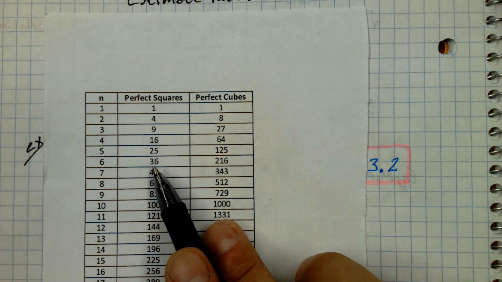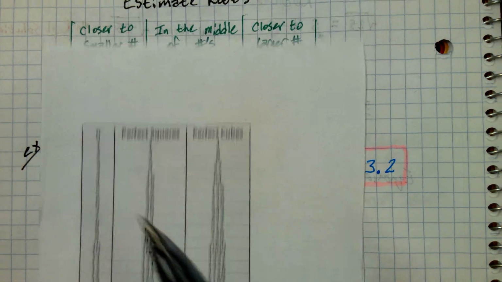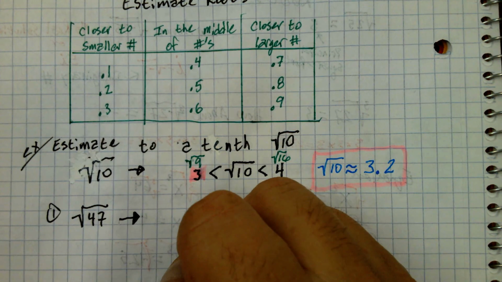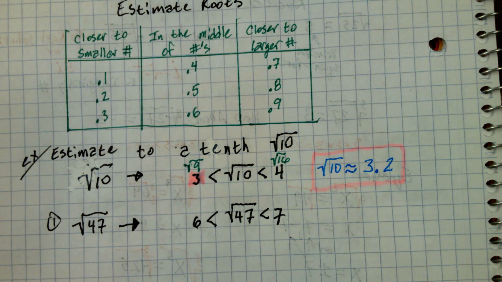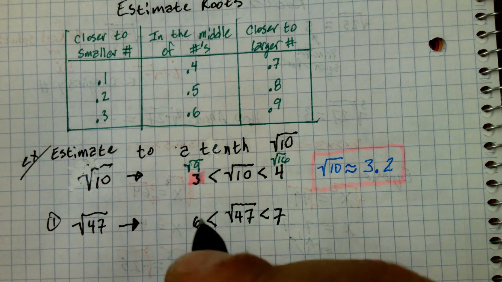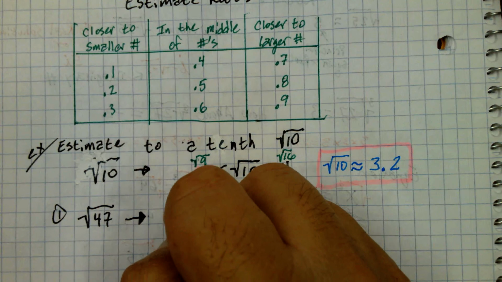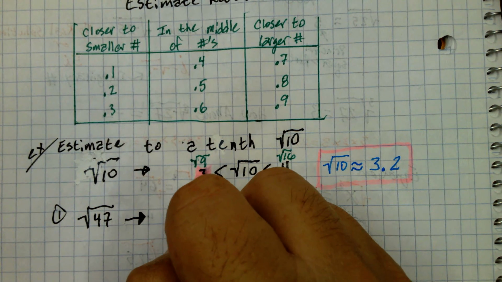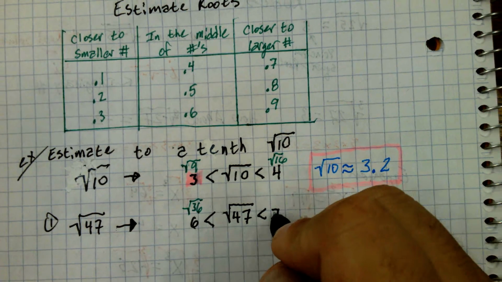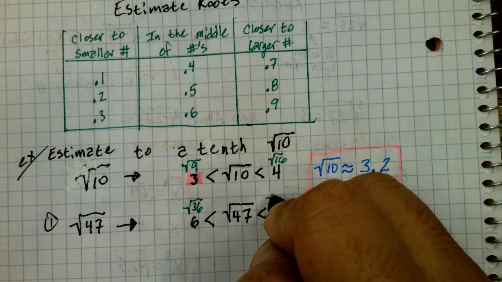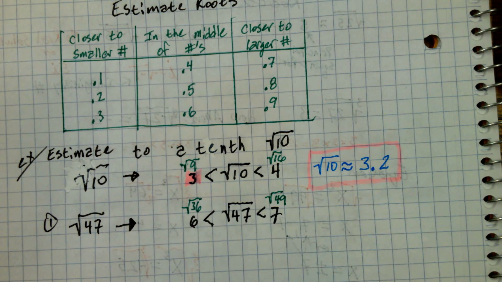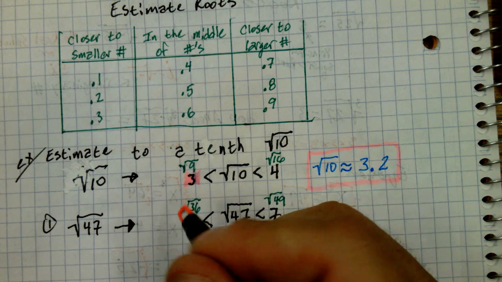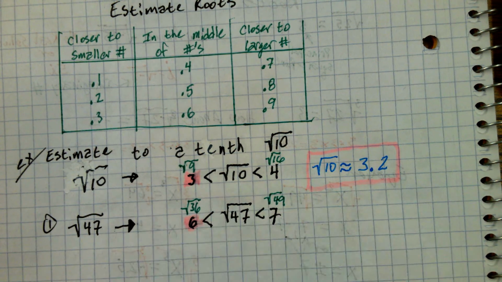So that means our answer for the square root is between 6 and 7. So I'm going to put 6 and 7. Okay? And again, 6 is the square root of 36. And 7 is the square root of 49. So our answer is 6 and a little more. So let's figure out that little more.